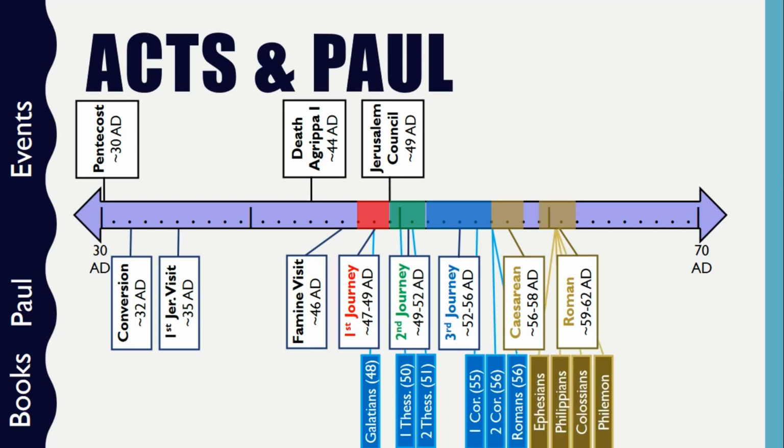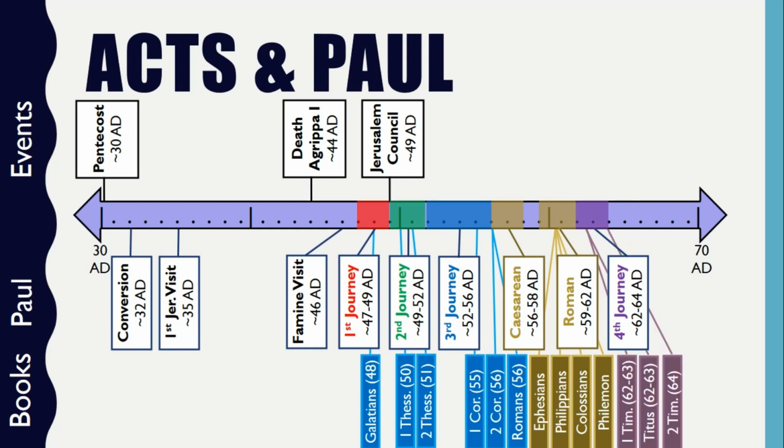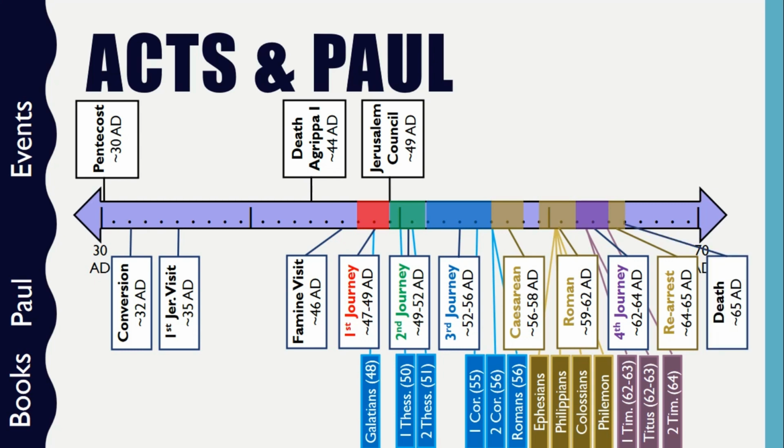During his imprisonment in Rome, he writes what are called prison epistles: Ephesians, Philippians, Colossians, and Philemon. After he's released from prison, he has a fourth journey, during which time he writes the pastoral epistles of 1st and 2nd Timothy, as well as Titus. He is rearrested in 64 to 65, and then he dies in 65 AD, around that time.